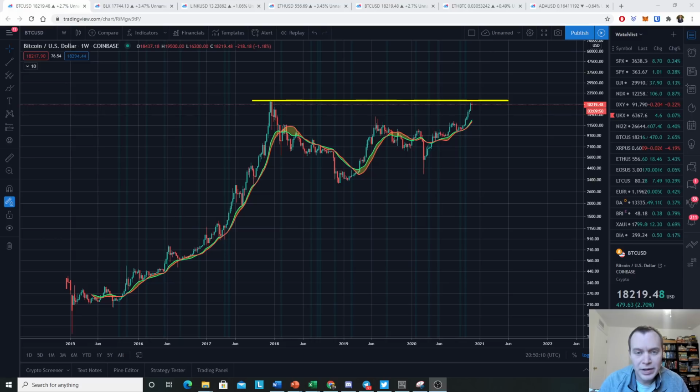Today, we're going to talk about Bitcoin, and we're going to be looking at the current state of the market and look at some longer term momentum shift indicators, as well as some shorter term things to help give us an idea of where we currently are.